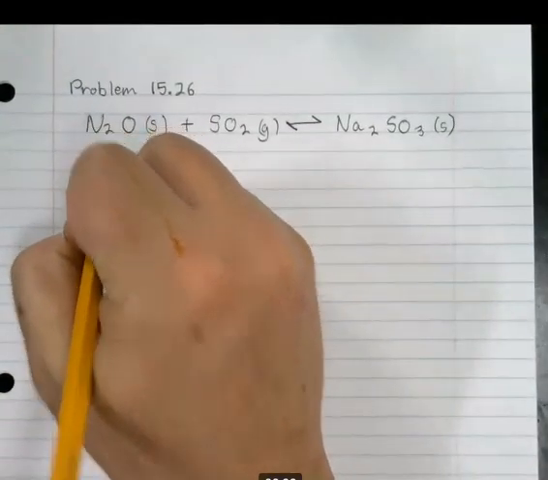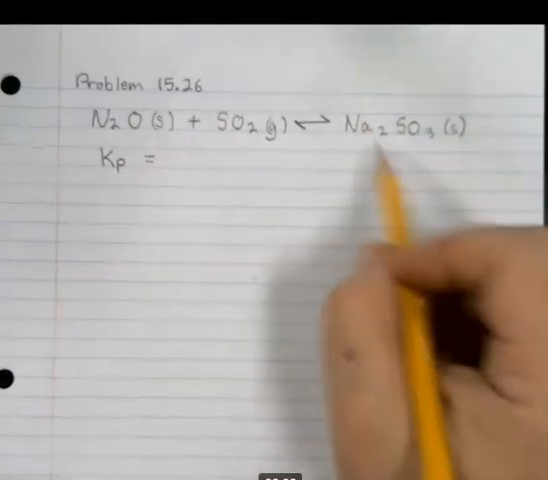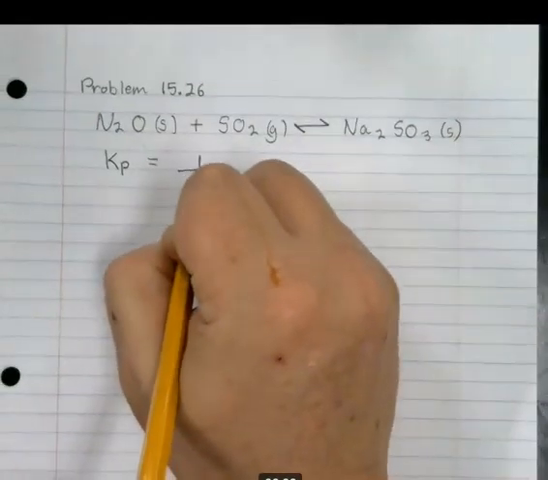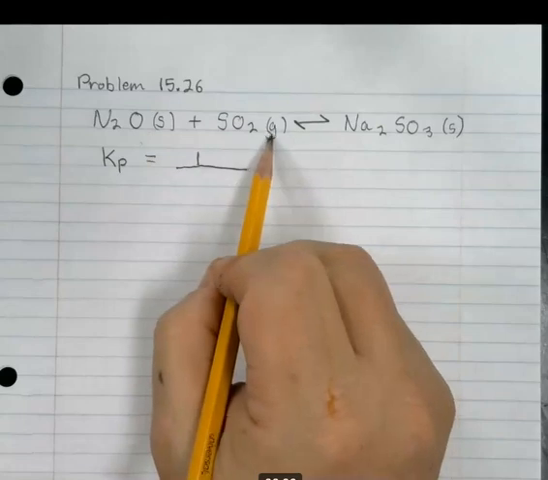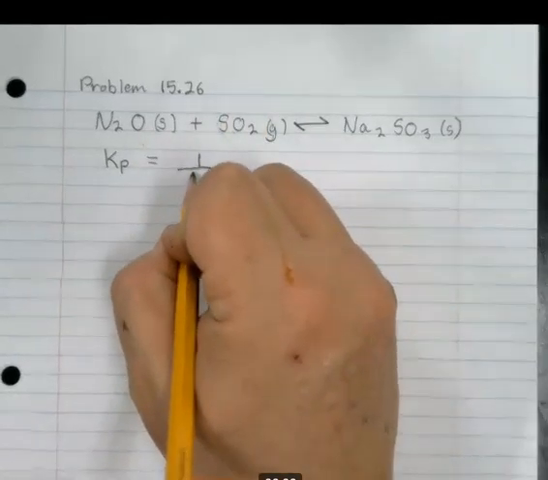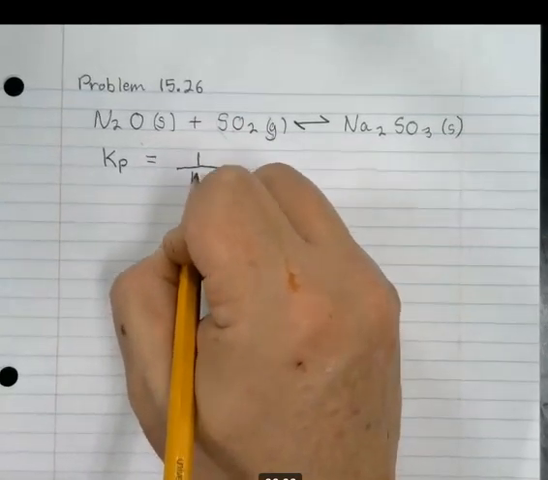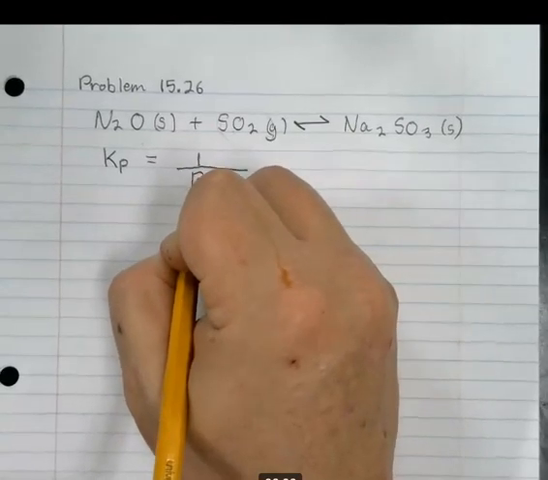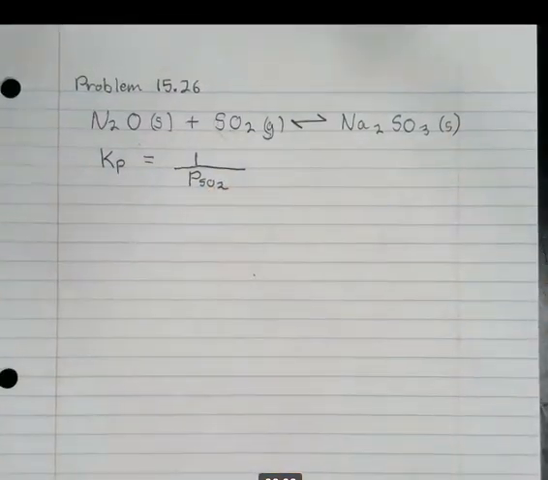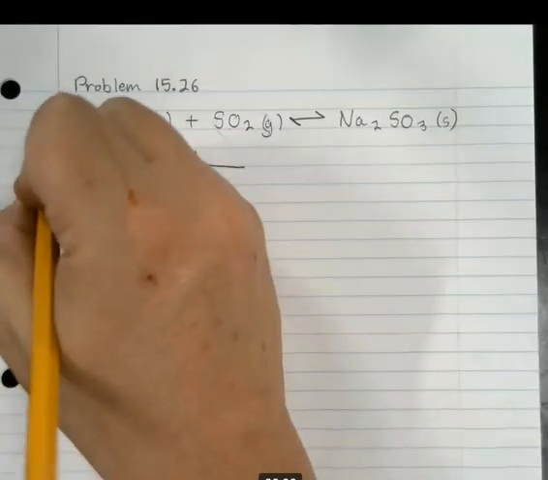Okay, and you use the subscript P because it's pressure. Kp equals, well, on the product side there's only a solid, so there's nothing there, so you just put a 1. And on the reactant side, you only have one thing you're going to include. It's this with the gas, not the solid. So it's going to be P of SO2. And that's it. That's how you would write it. So that's part A.